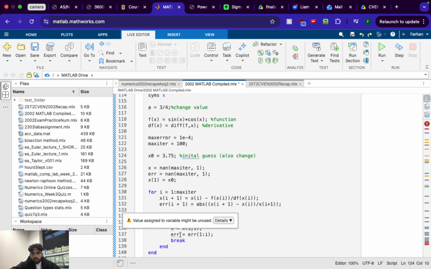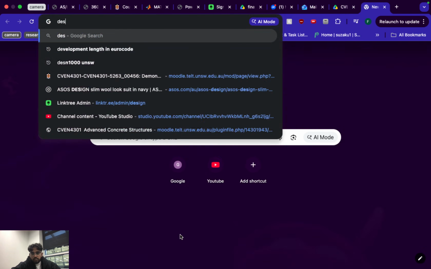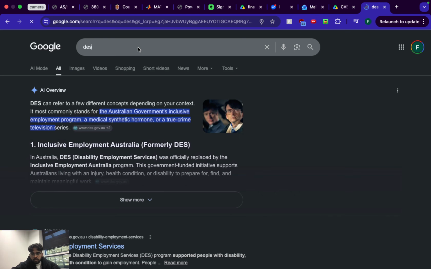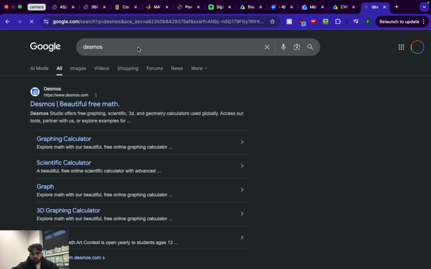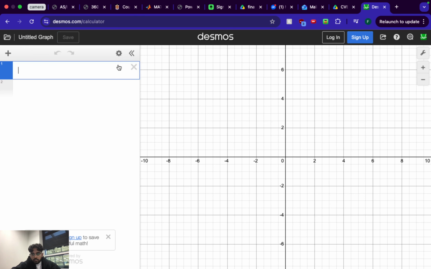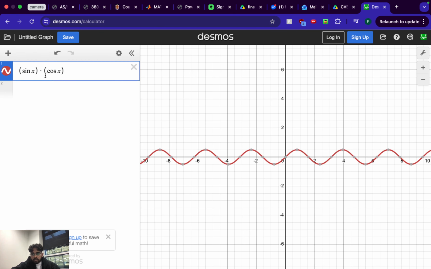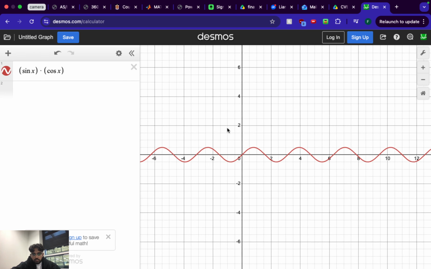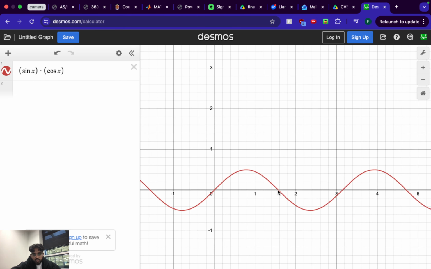Let's say my initial guess is going to be, hold on, let me pull up decimals as well. What? Is that not a real function? Okay, so technically we should be getting a root at like pi on 2.